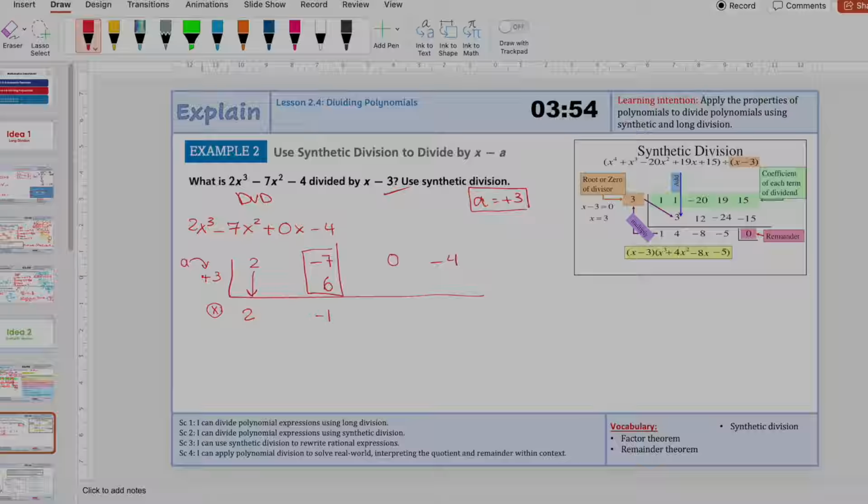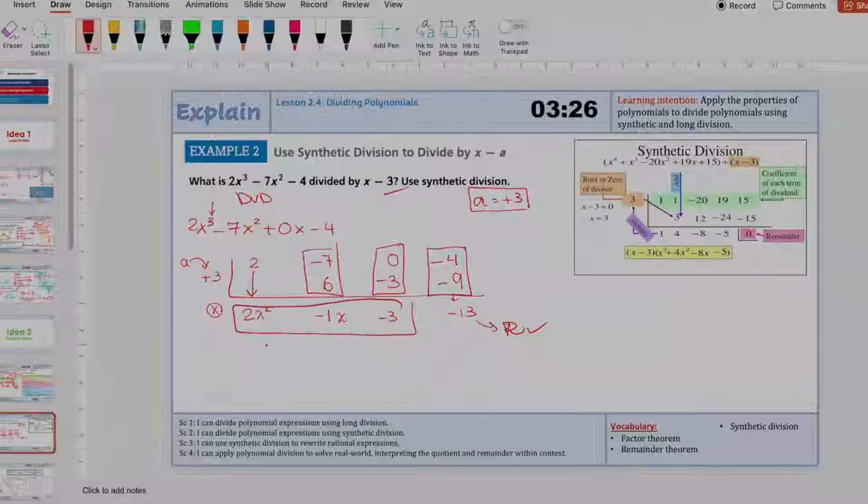Now multiply. -1 times 3 is -3. Combine. 0 with -3 is -3. Multiply. -3 with +3 is -9. Combine. These together will be -13. That's the remainder. Okay? And now since my dividend had a power of 3, I'm going to start with power 2, then power 1, and then no power. That's my quotient. So my quotient is 2x squared minus x minus 3. My remainder is -13. That's it.